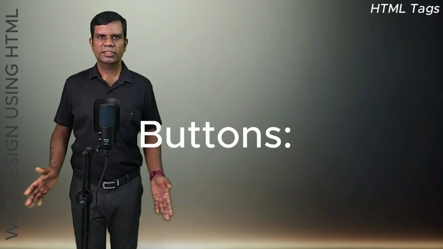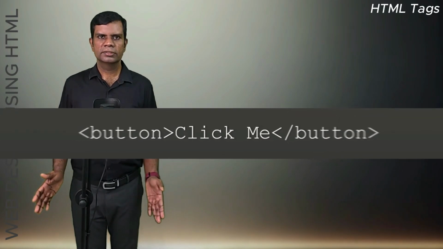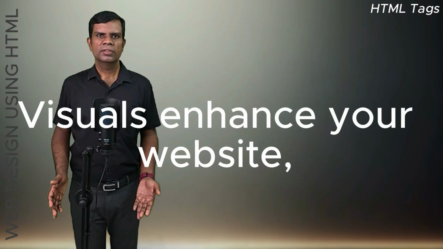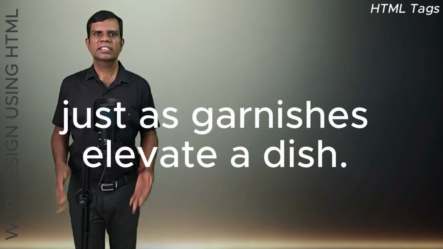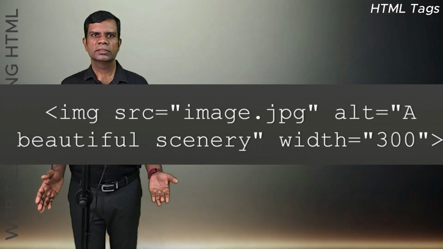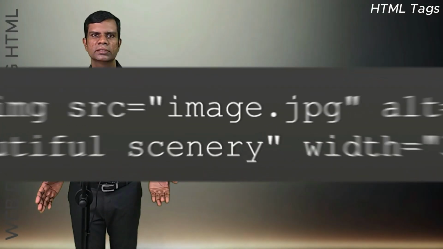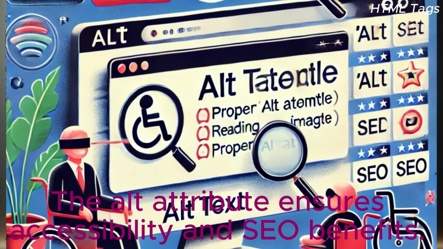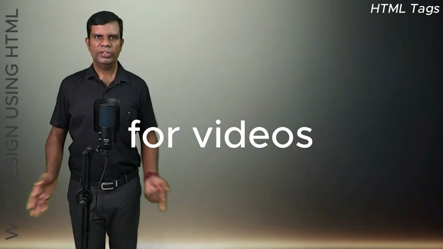Buttons. Fourth one, images and media. Visual garnishes. Visuals enhance your website, just as garnishes elevate a dish. Add them with the ALT attribute, which ensures accessibility and SEO benefits. For videos.